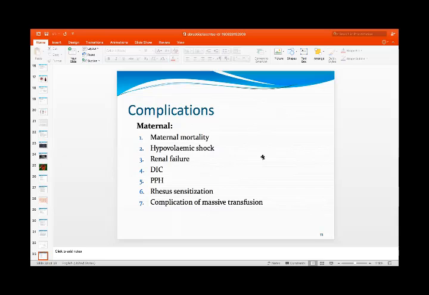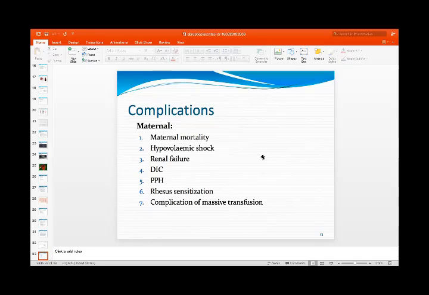DIC I have already told you, I told you earlier how DIC can occur. In DIC, the retroplacental clots, the hematoma, will throw thromboplastin into the circulation. It will use all the clotting factors and lead to DIC. In abruption there are various reasons for PPH: Couvelaire uterus, second DIC, and third uterine atony. So all of these will lead to PPH.